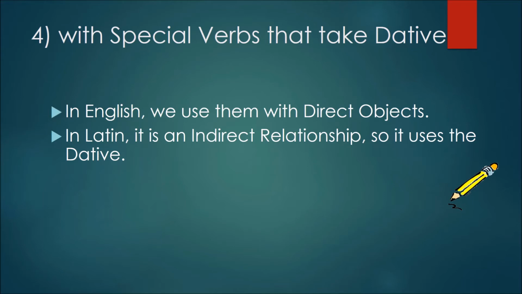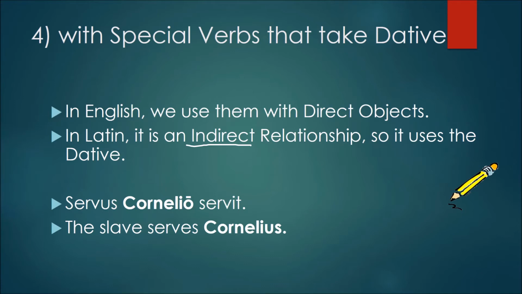And finally, we're going to add to this discussion of the dative case by discussing some of the special verbs that also require a dative. And in English, we're going to use them like we do direct objects, almost as if they were receiving the action of the verb. However, in Latin, they're going to use the dative case because the Romans understood these verbs as having a more indirect relationship as opposed to the direct object accusative case and a direct relationship.